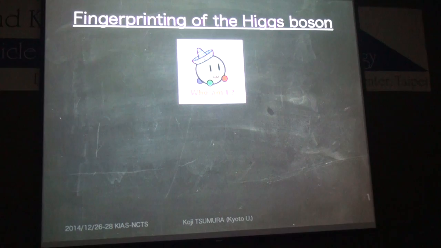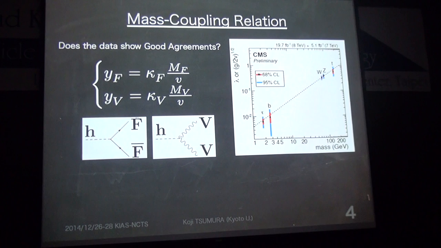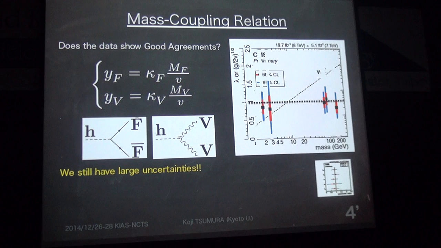Fingerprint, like for some substances. You don't need to get what that is. Okay, so this is a mass coupling relation. This is the mass of the relevant particles, and this is the coupling, defined by something like that. You can see this is a pretty nice line, but in fact, if you scale it up linearly, we still have very large uncertainties. I want to emphasize that this is a large uncertainty, at the level of 20 or 30%.